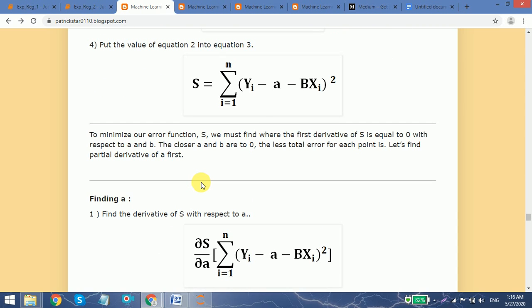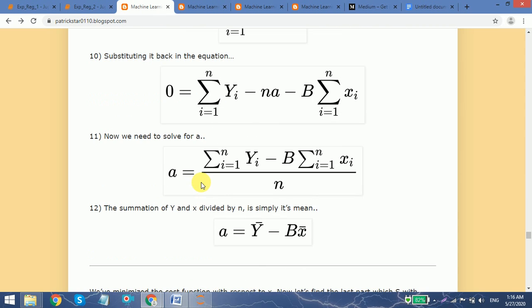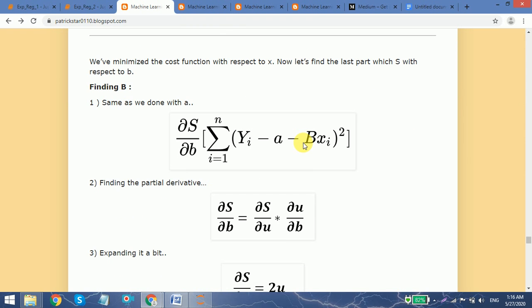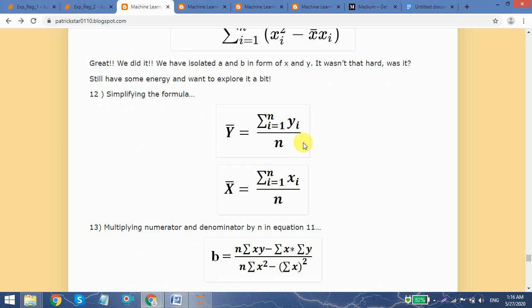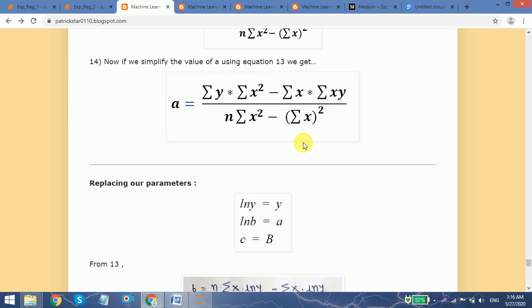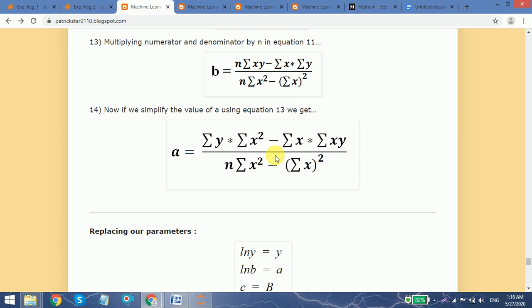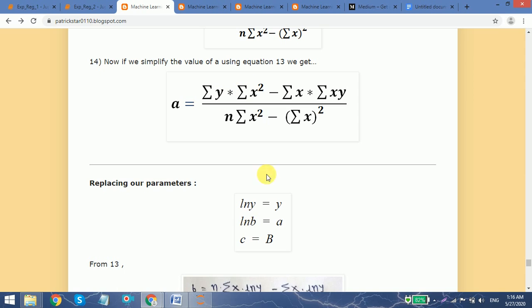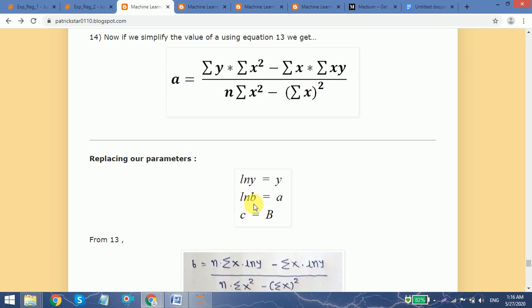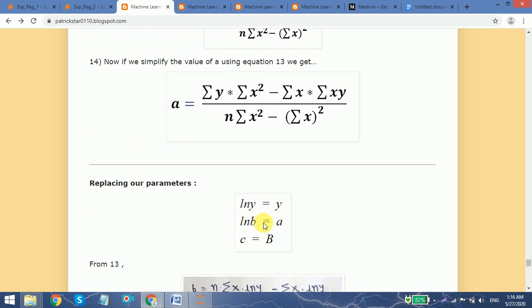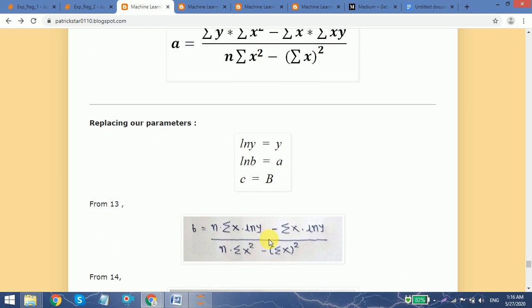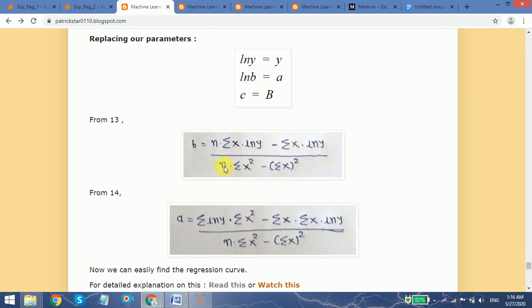I have already talked about all this stuff here, so I'm not going to waste your time by repeating it. Let me quickly get to the point. Now we have our optimal parameter values here, and we are just going to replace them with our actual values in this exponential regression. Replacing y with ln y, a with ln b and capital B with c, we get these values, and we can now implement our Python program from scratch.